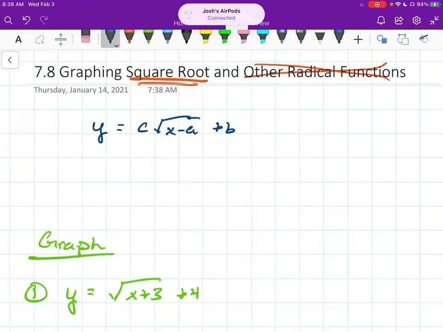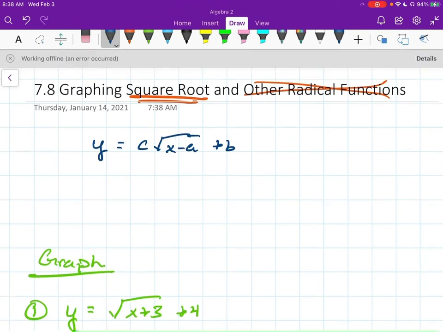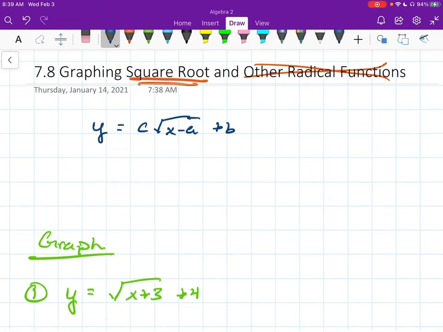Okay, 7.8, graphing square root and, well, we're not going to do the rest. So you can just cross out the other radical functions. That would be like a cubed root or a fourth root. We're not going to deal with that. If you ever need to graph those, you're welcome to use Desmos or another graphing software.